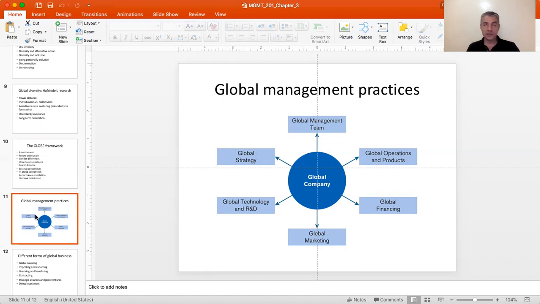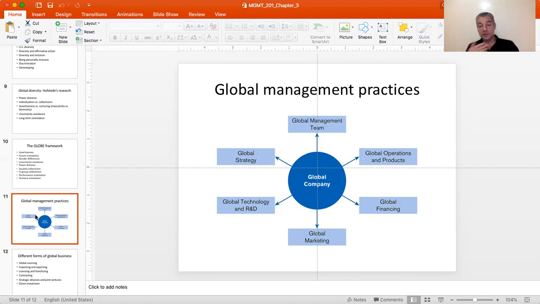Global financing, obviously, financial conditions are very different around the world, and you can access financial resources on much better terms in some places than in others. If you're globally extended, that gives you an opportunity to seek funding across the world to finance your operations, which may also be globally distributed and benefit from that.